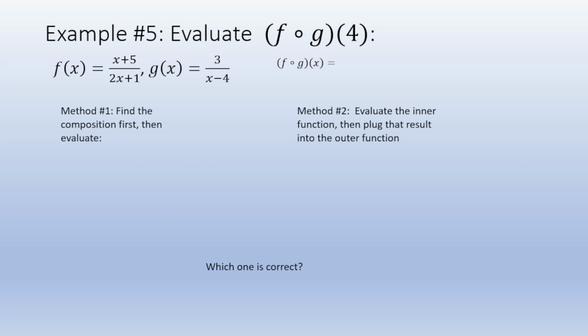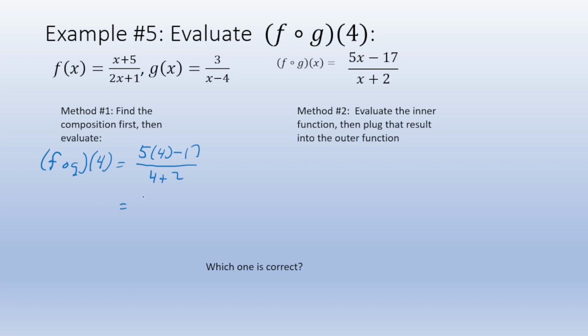Let's take a look at another example. I'm going to use the same functions, but now we're going to evaluate f composite g of 4. I want to do one more example to point out something that we have to be careful about when it comes to compositions of functions. Let's evaluate f composite g of 4. So with the first method, if we find the composition first and then evaluate, that becomes 5 times 4 minus 17 over 4 plus 2.